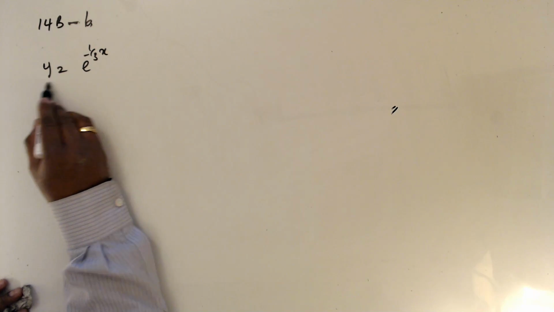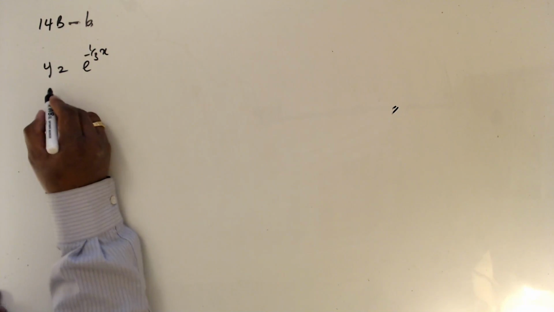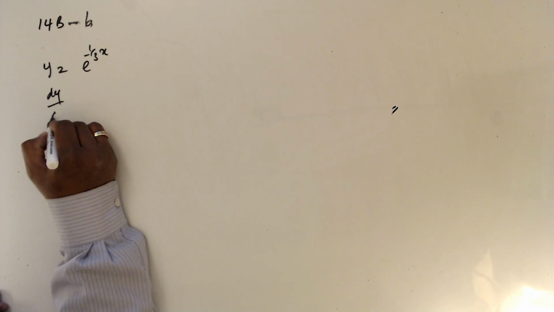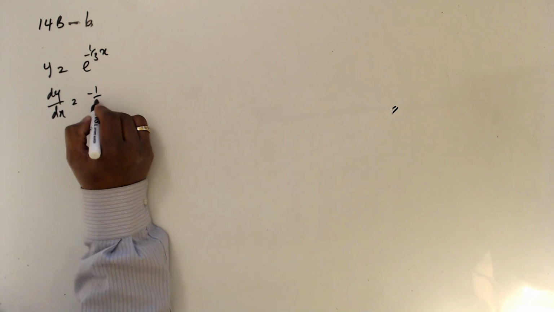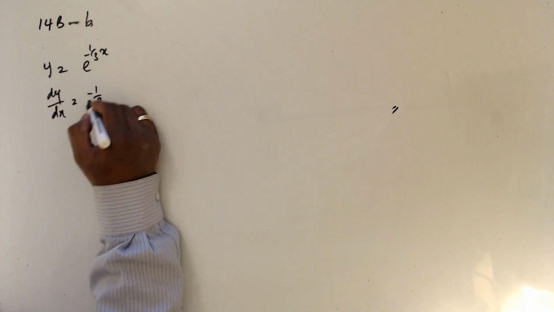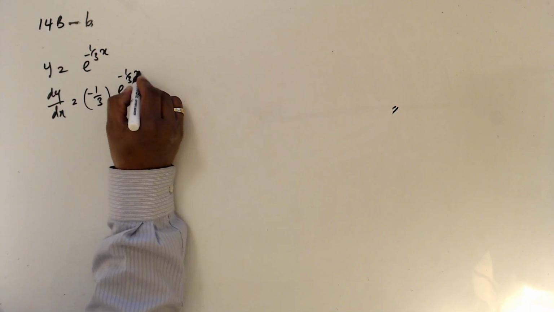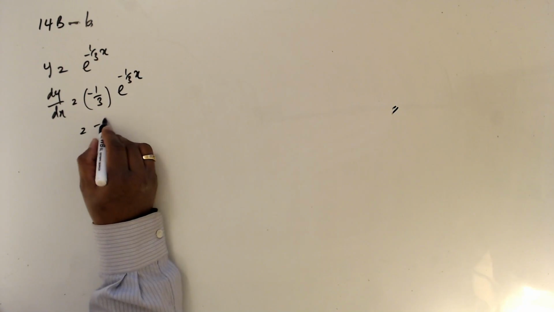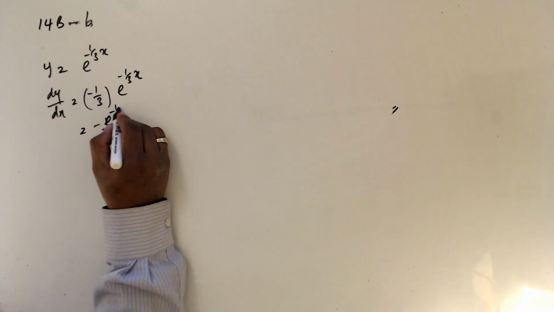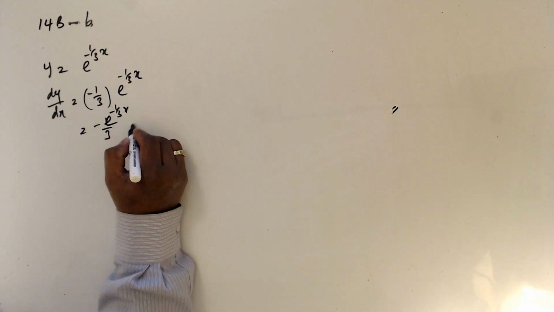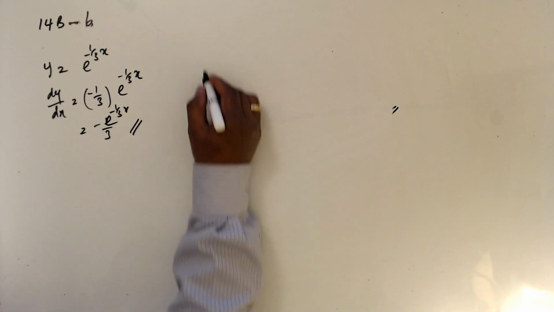The other one is y equals e to the power of minus 1/3 x. Then dy/dx is minus 1/3 times e^(−x/3). So minus 1/3 e to the power of minus 1/3 x.